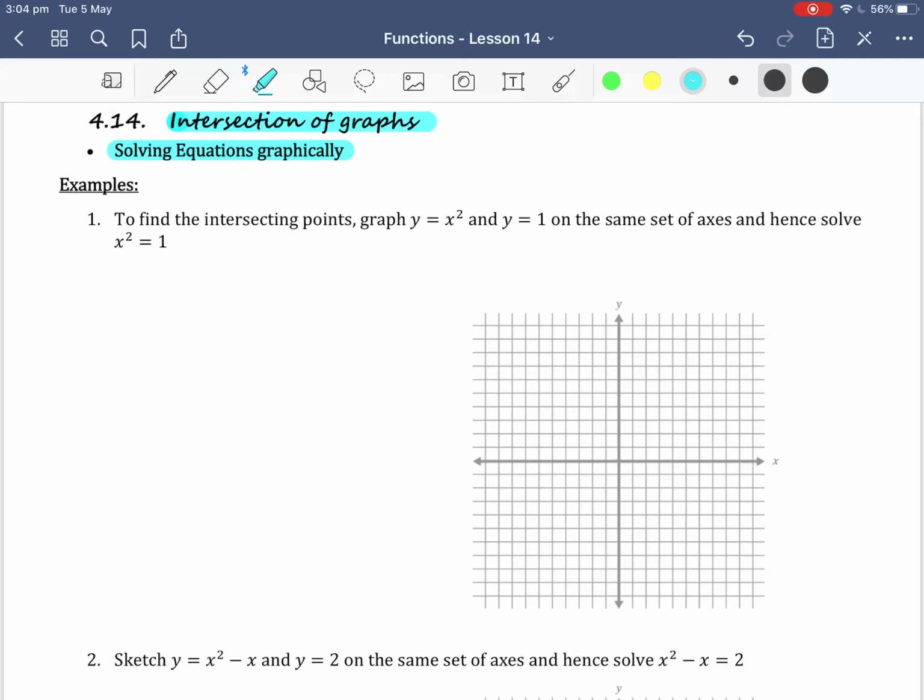So to find the intersecting points of graph y equals x squared and y equals 1 on the same set of axes, and hence solve x squared equals 1. So we know that y equals x squared is a parabola, and it's a perfect parabola too. So let's plot our points.